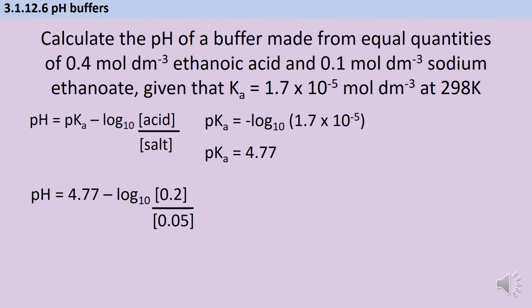Now remember, it's really important that I work out 0.2 divided by 0.05 and then do the negative log base 10 of the whole lot. I'm not going to do a log for each one of those individually. So this ends up with 4.77, take away 0.60, which gives me a final answer of 4.17. And if you do this calculation longhand, you will get exactly the same answer.